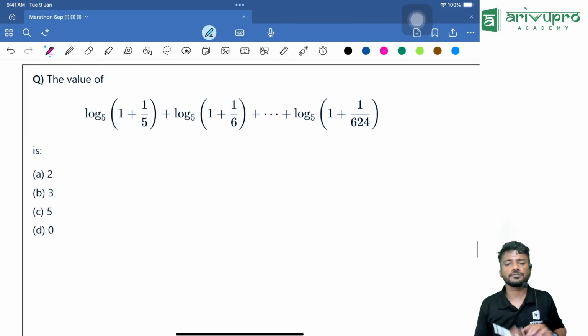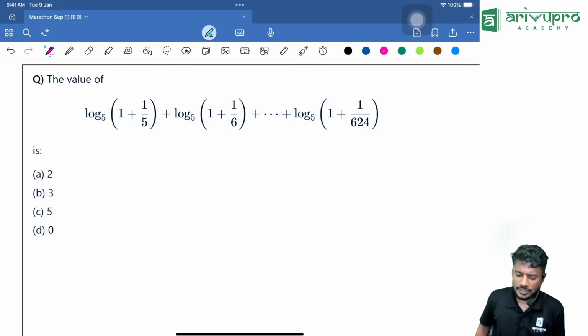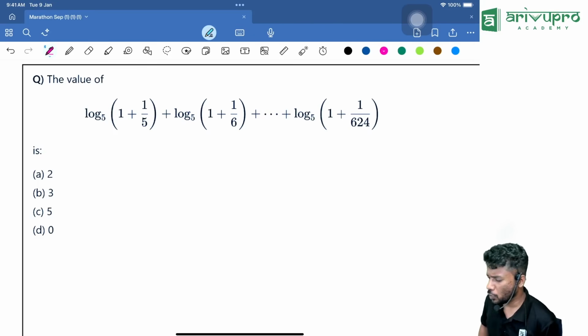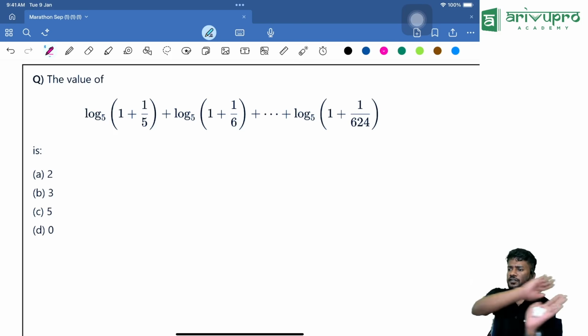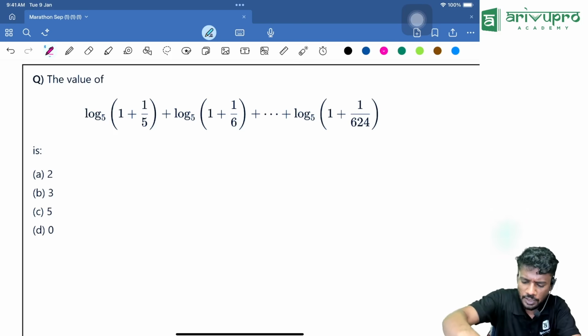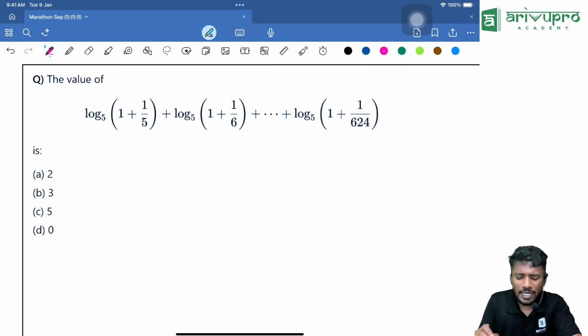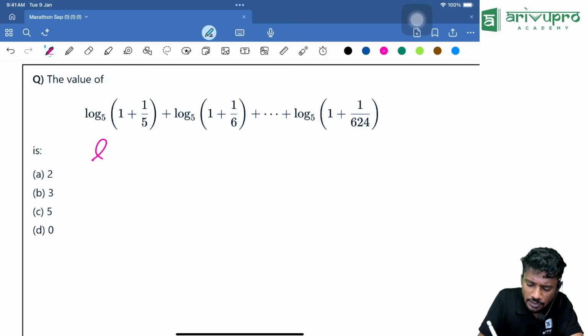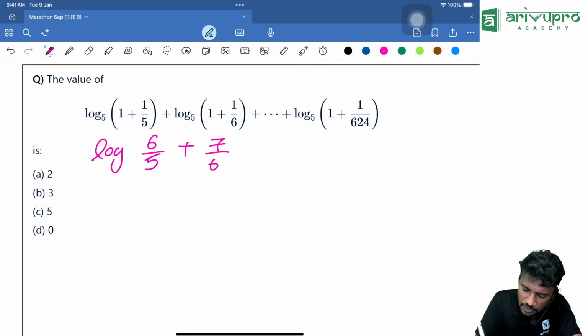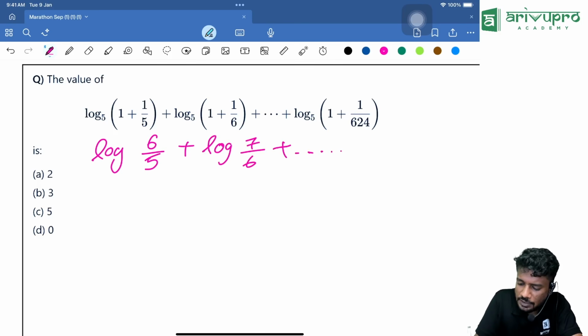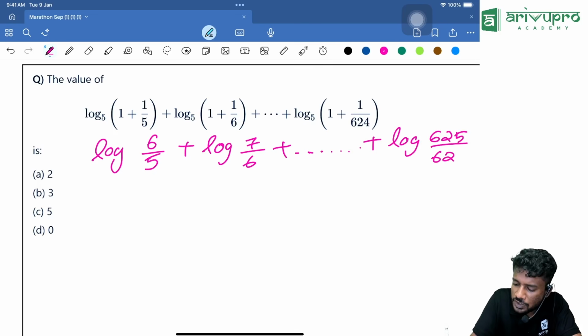Can you do this? Is the base the same? Base is the same throughout, so you can just use the sum rule of logarithm. Sum rule of logarithm means what? We can add each and every term inside the logarithm. Now look here, what is this log of 1 plus 1 by 5? Can I write it as log of 6 by 5 plus log of 7 by 6, plus so on, plus log of 625 divided by 624?